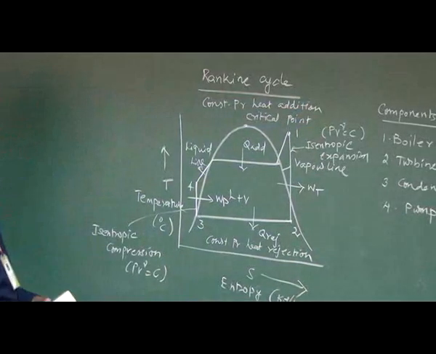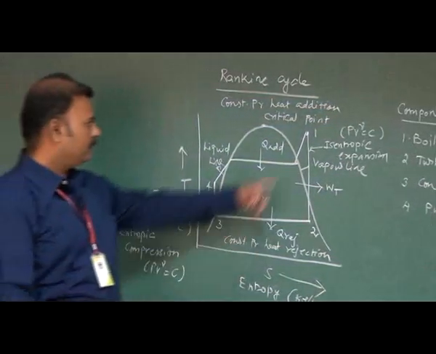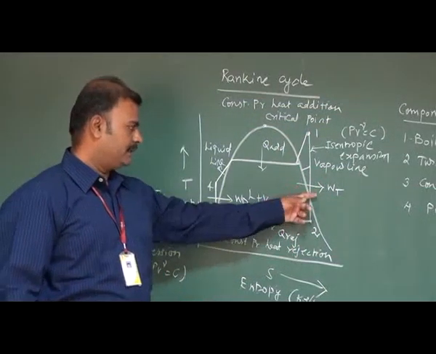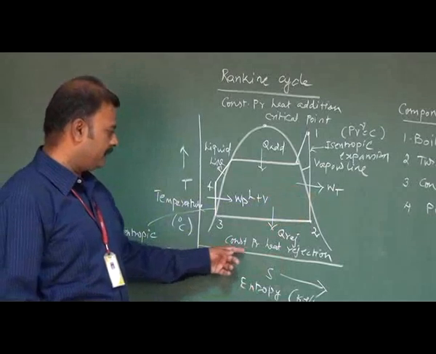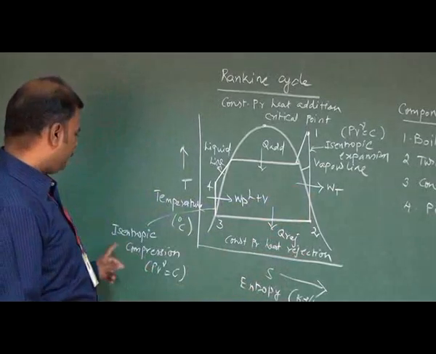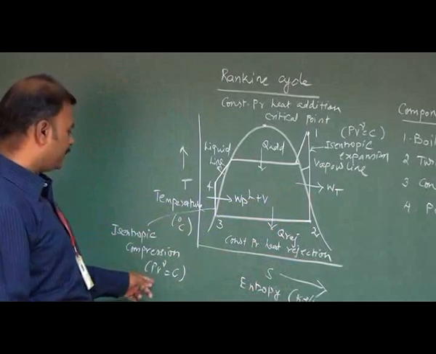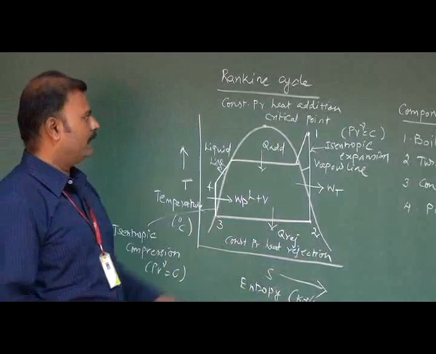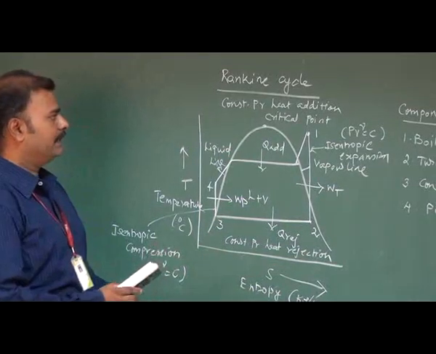So there are four processes involved in the Rankine cycle. 1 to 2 is isentropic expansion, which happens in the turbine. 2 to 3 is constant pressure heat rejection, which happens in the condenser. 3 to 4 is isentropic compression, where due to the pump we are compressing the fluid. And 4 to 1 is constant pressure heat addition.